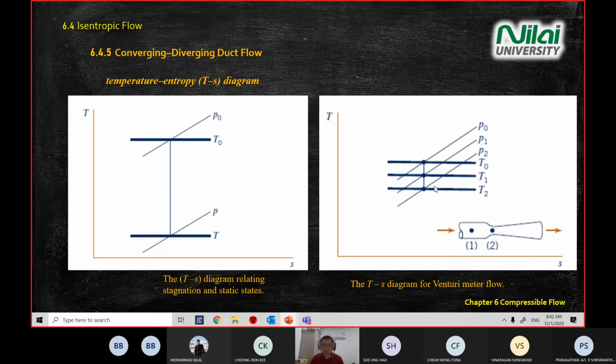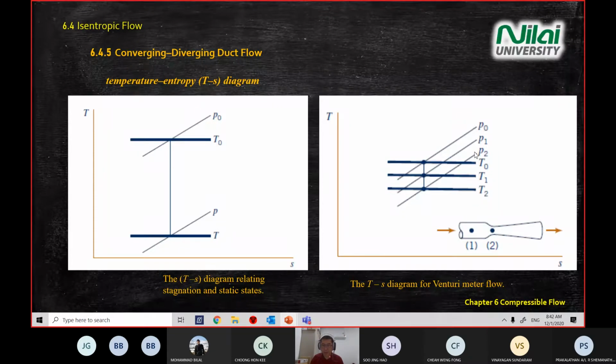So what you can see from this diagram is that when a flow goes from left to right through a nozzle, through a decreasing area, the temperature will be decreasing. The temperature will drop, because if you follow the solid line to the left, you will see that the value of your T is decreasing.